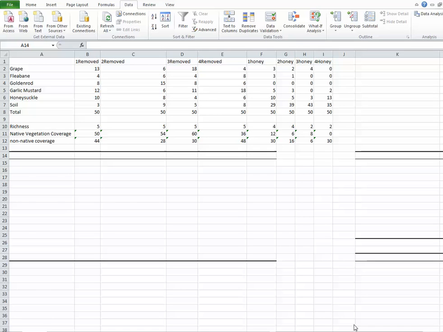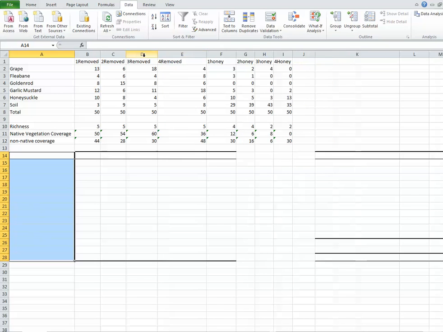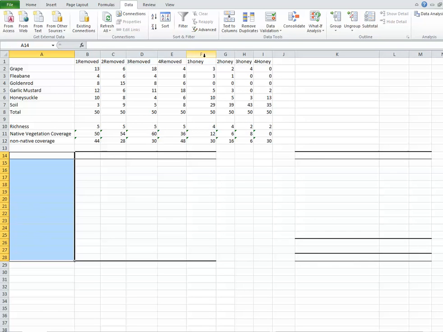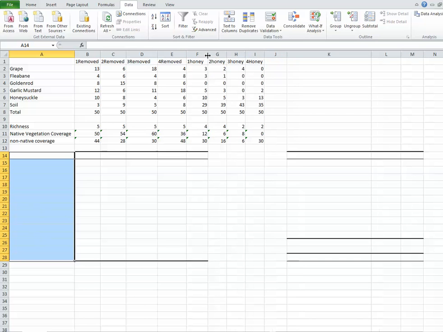Alright, what I want to do is explain, first of all, how you can set up your data table, and then how you can take that data and do some statistics with it. So the first thing to notice here is that I've set up the data table with our species here in column A, and I included soil in that, and your list of species might be more than mine. And I also put in the total.